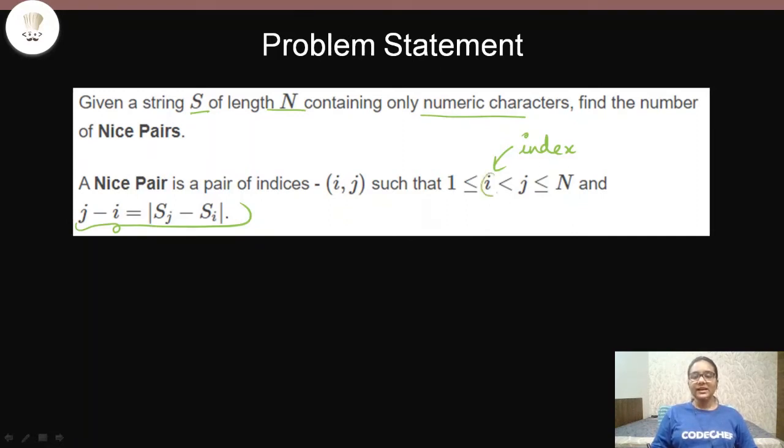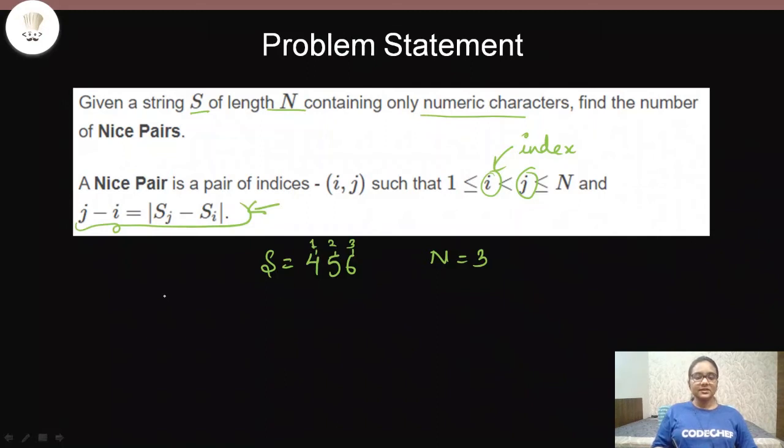And also it means that i is less than j, so a single element cannot form a pair with itself. Let us take an example and understand how this expression is being used. Let us take s equals 4, 5, 6, and here n will be equal to 3 because there are 3 elements in this string. Let's give them their indexes as well. Here the indexes are used from 1 to n, so we will also use them from 1 to n instead of from 0. So this is 1, this is 2, and this is 3.